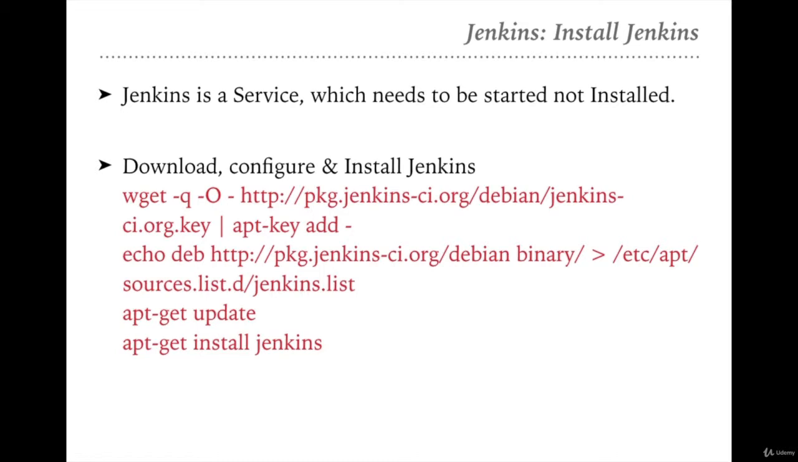To download, configure and install Jenkins, we need to execute these commands in a sequence, right? First we are adding some key packages to my Debian library. After that I will print out the Jenkins list. I will update my apt-get and then I will install Jenkins. So let's start and execute these commands in a sequence.